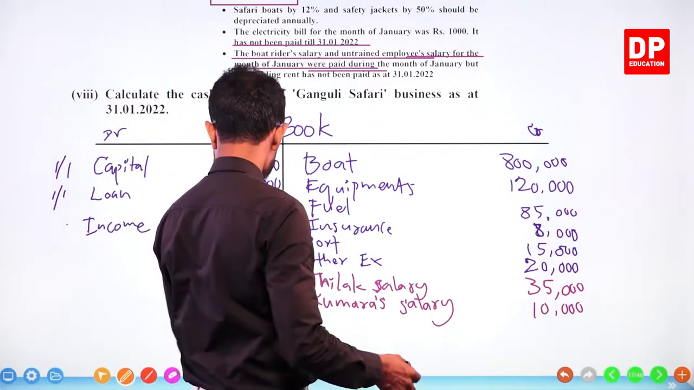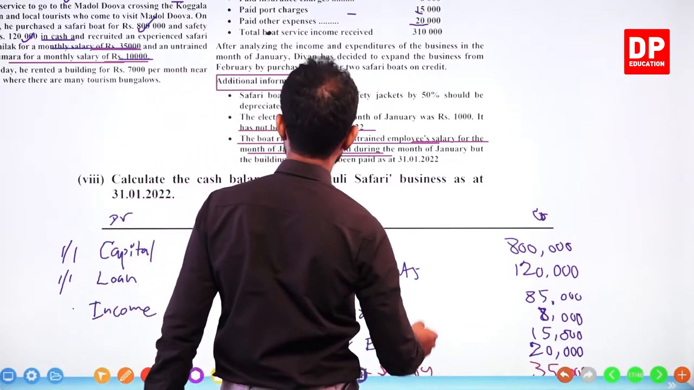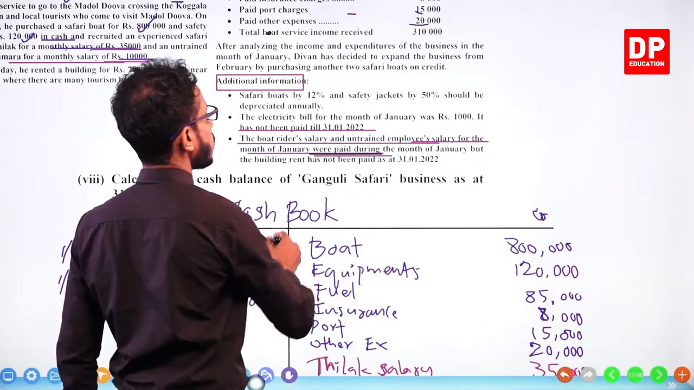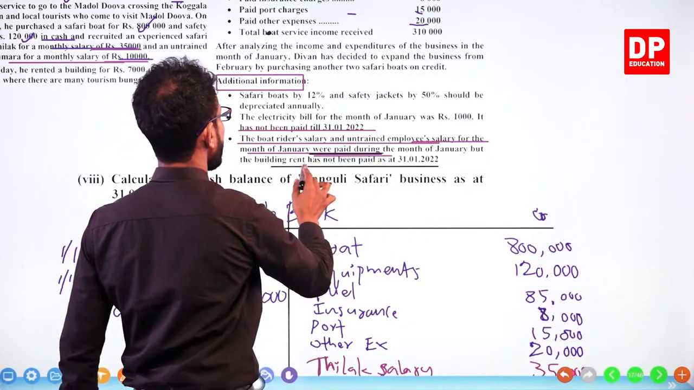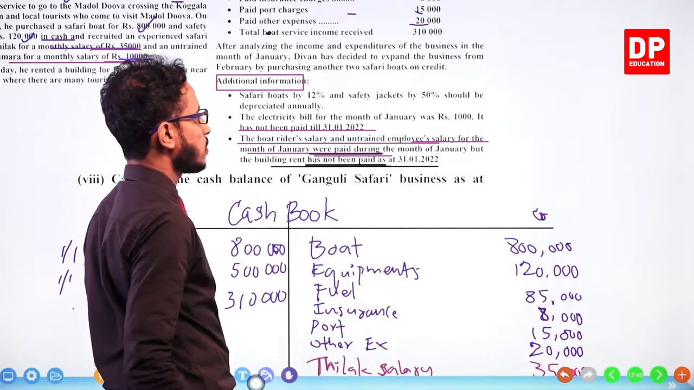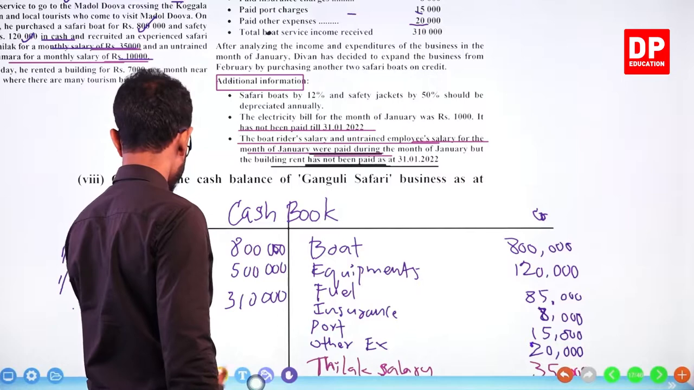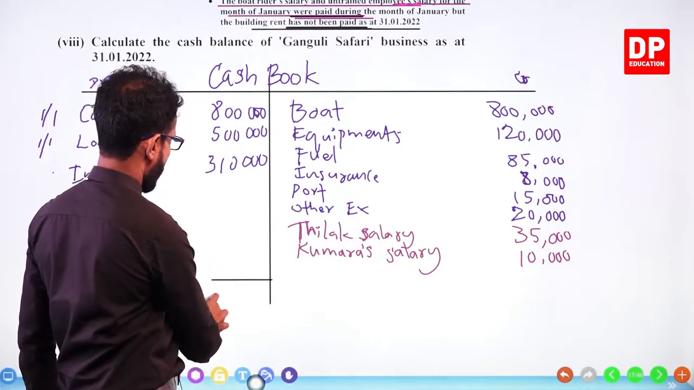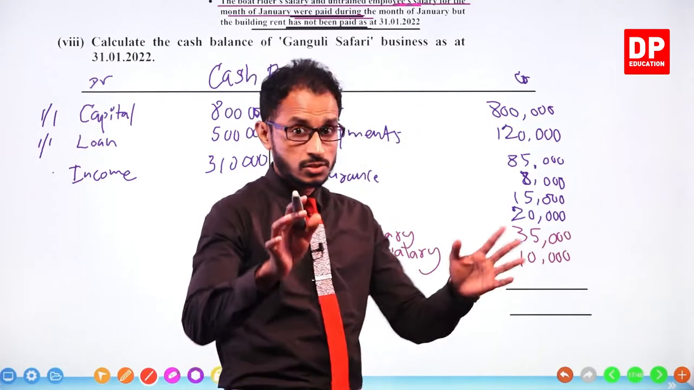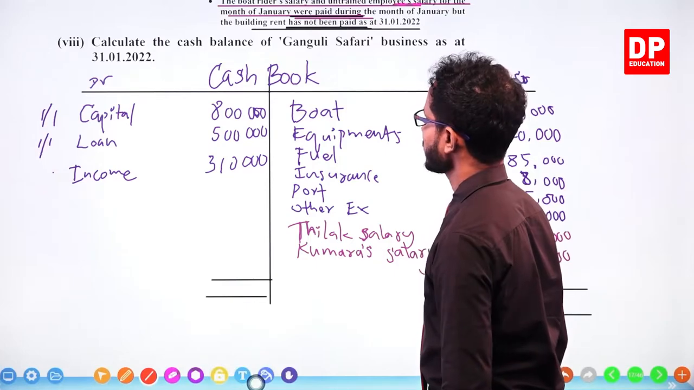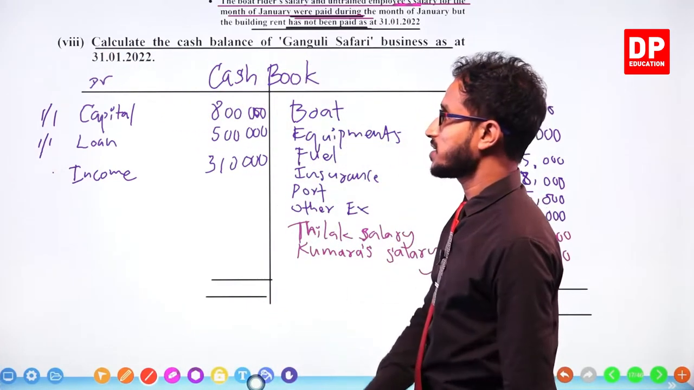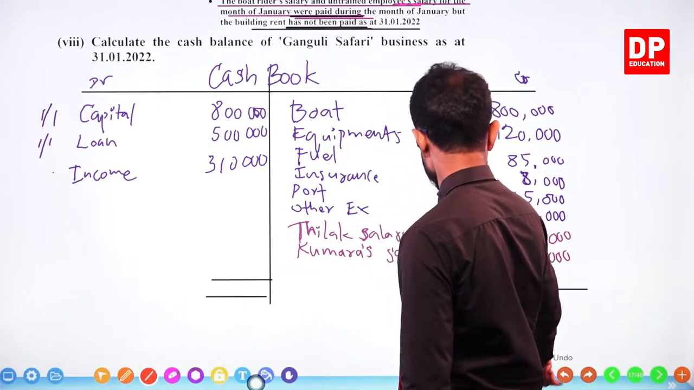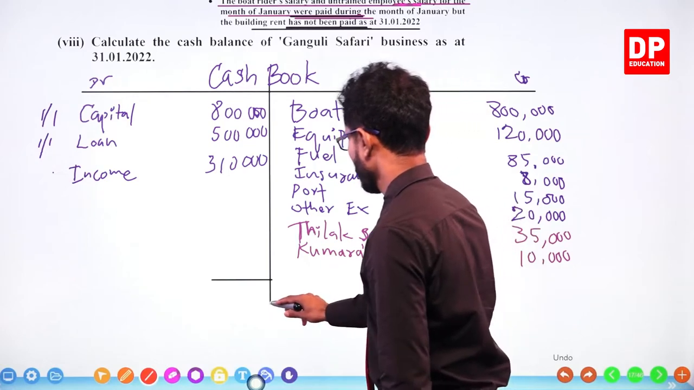There's one more thing here. These are paid, but building rent has not been paid. So building rent, you don't have to take it. Now you can balance your cash book and take the balance, and that is the answer to your question. Which question? Calculate the cash balance. That is the question. Right. Let's take the balance and we are done.